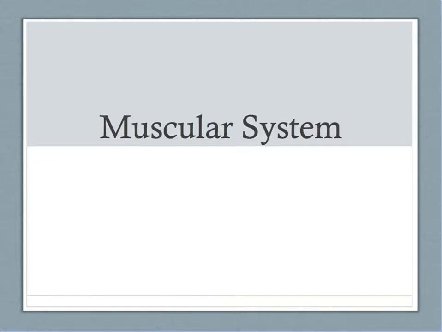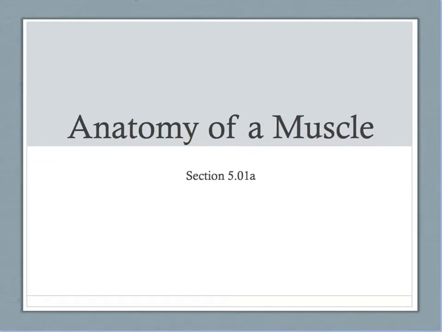So this is going to be the beginning of our muscle system unit, where we're going to learn about the anatomy of a muscle, along with being able to name different muscles of the body, and a couple other things in there as well. So this first section, I split section 1 into two parts. 5.1a is anatomy of a muscle. We'll finish it up with 5.1b.